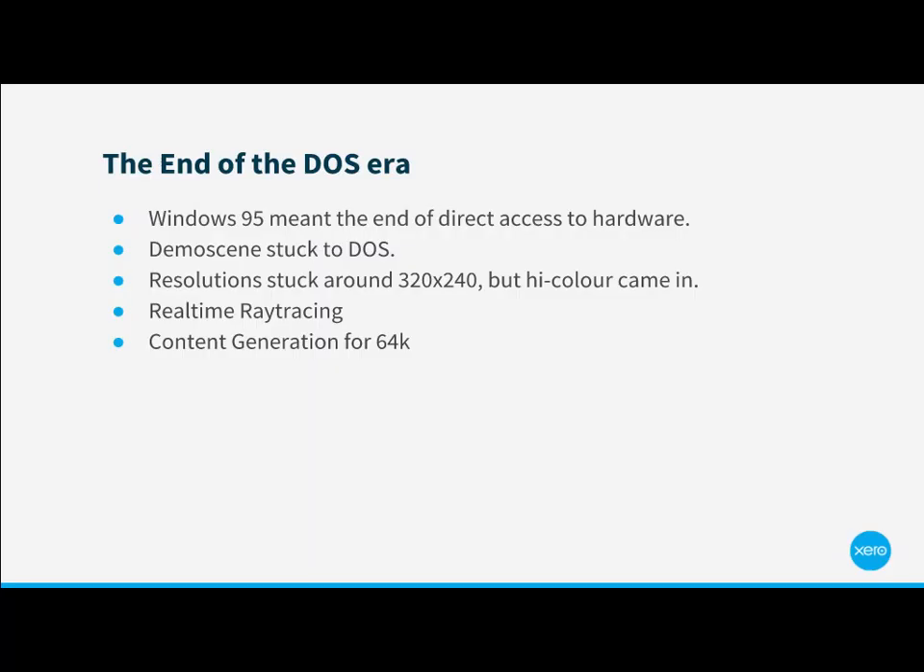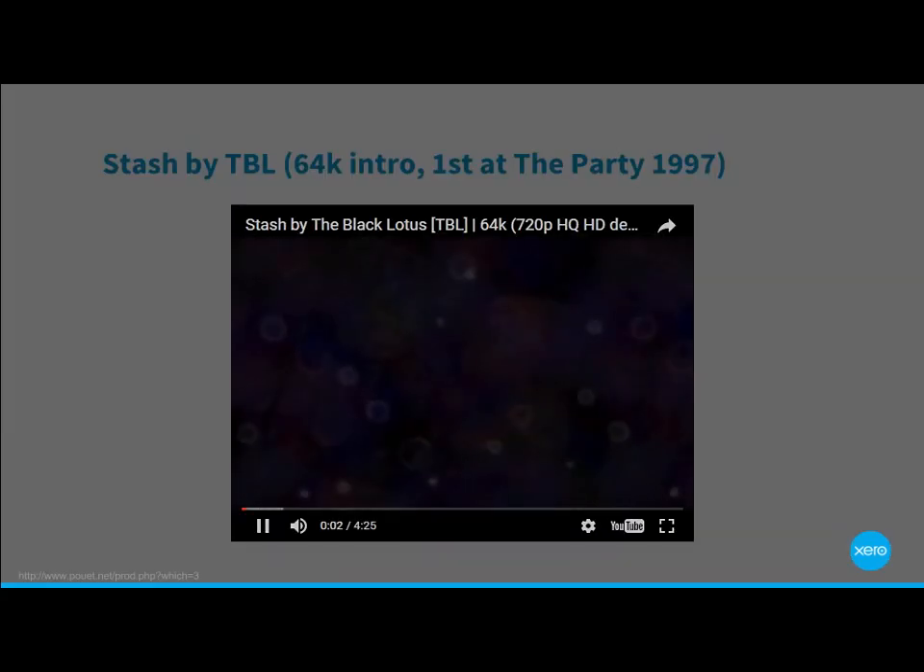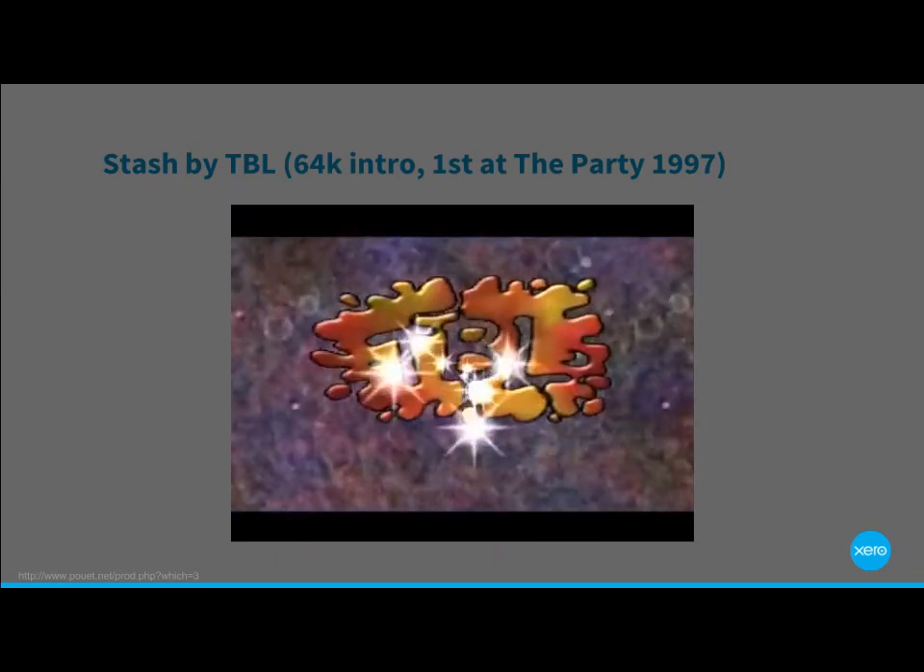Okay, so Windows coming along was a disaster for the Demoscene, because Windows is there to stop you accessing the hardware directly, and demos were always about direct hardware access. So towards the end of the DOS heyday, you had various trends like generating an insane amount of content in a small amount of space. This is 64K, and it generates basically a 5-minute long music video out of a 64 kilobyte executable.